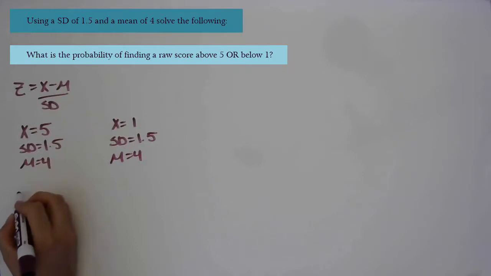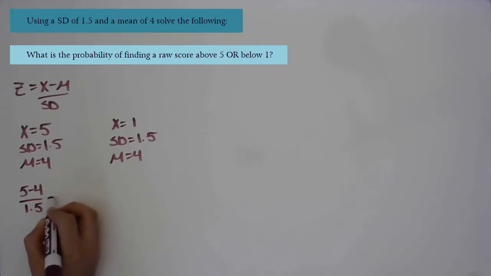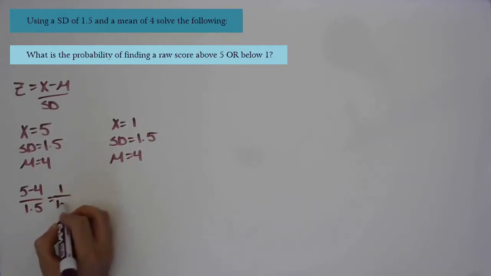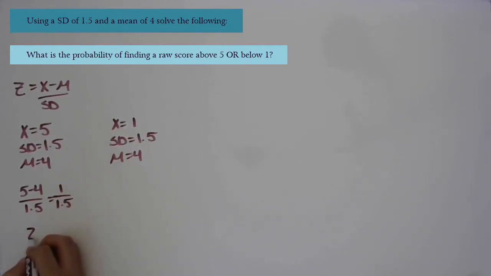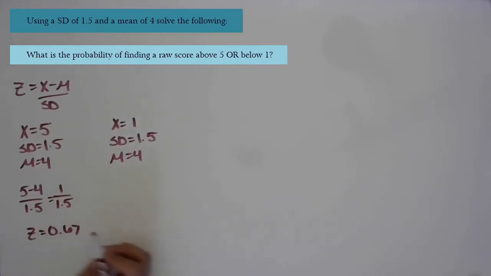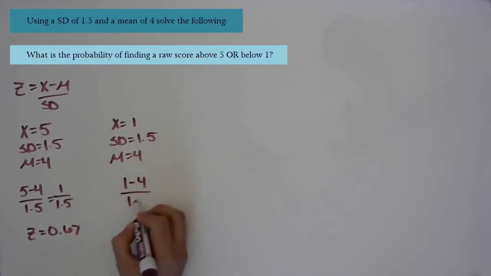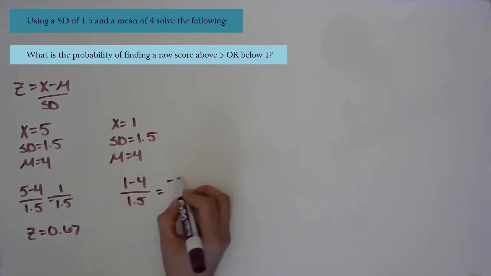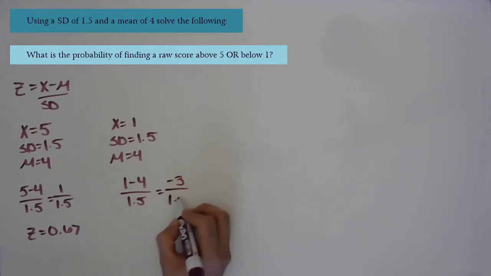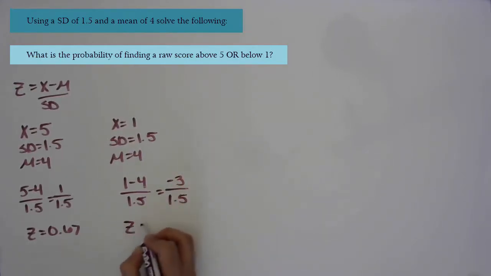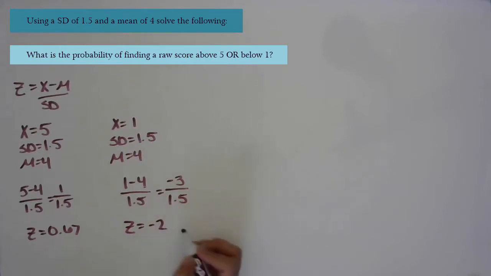Okay, so let's just plug those into the equation. So we have 5 minus 4 over 1.5. That gives us 1 over 1.5, and when we divide that out, that gives us a z-score of 0.67. Okay, now for our second one, we have 1 minus 4 over 1.5. That's going to give us a negative 3 over 1.5. Divide that out. We get a z-score of negative 2.